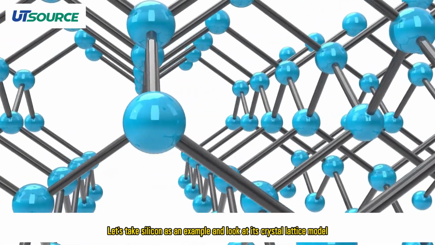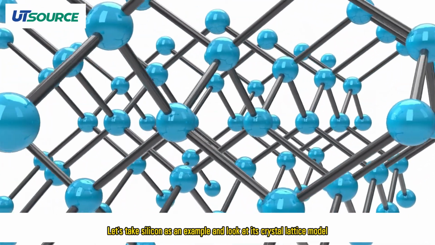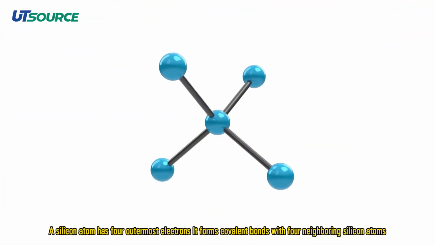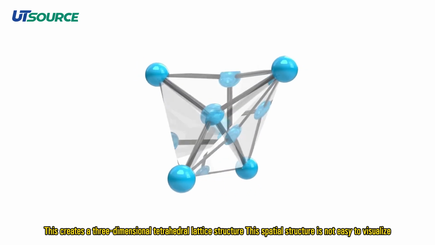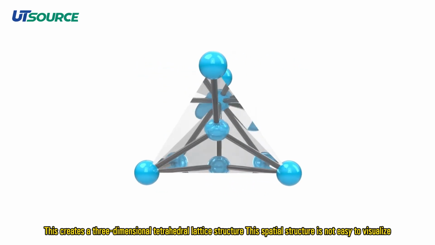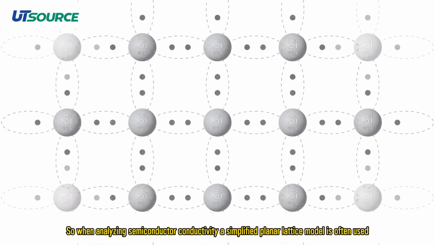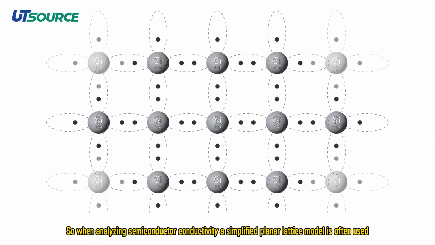Let's take silicon as an example and look at its crystal lattice model. A silicon atom has 4 outermost electrons. It forms covalent bonds with 4 neighboring silicon atoms. This creates a 3-dimensional tetrahedral lattice structure. This spatial structure is not easy to visualize. So when analyzing semiconductor conductivity, a simplified planar lattice model is often used.